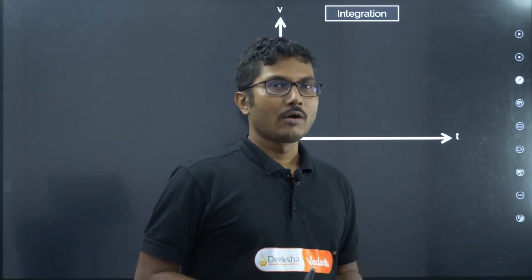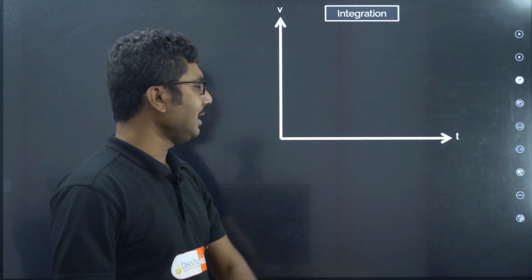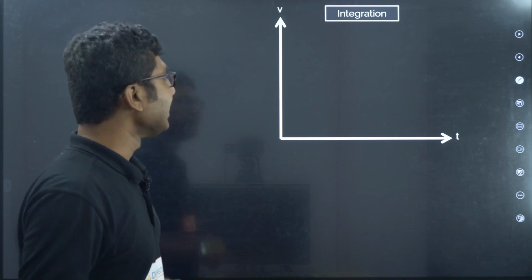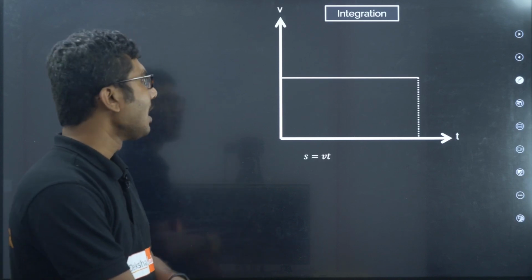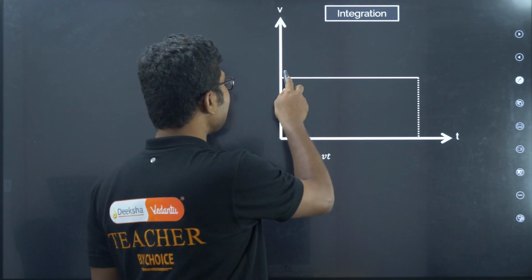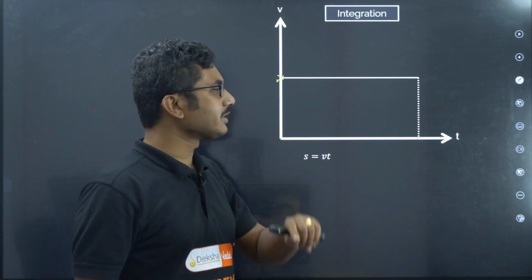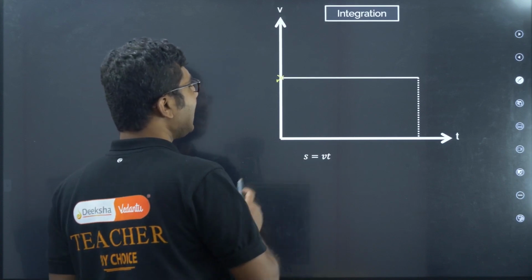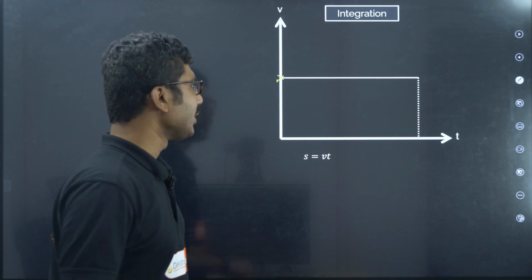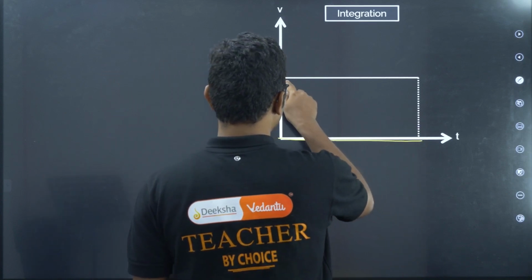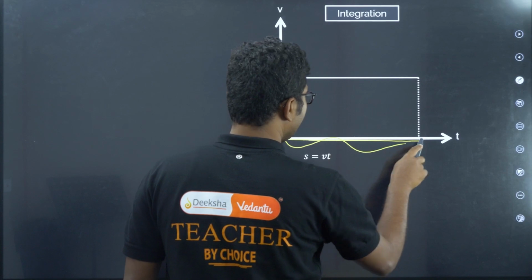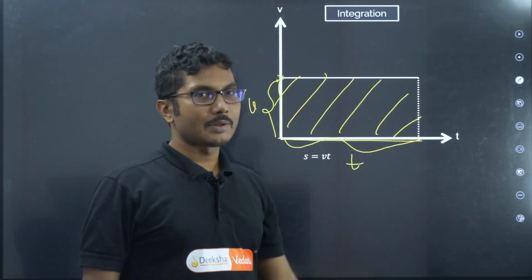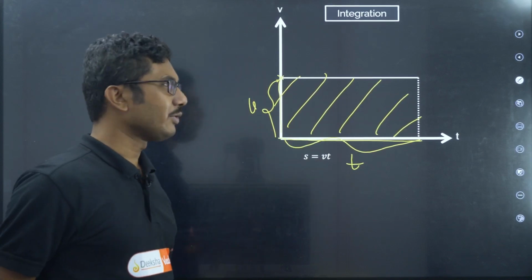What is integration? Let's take a similar example to where we were discussing the ST graph. Now we are discussing the VT graph. In the VT graph, suppose the velocity is constant, moving in a straight line. You are asked to find the displacement. Displacement is basically S equals Vt, right? So you take this V and this T, and this is the area, that is the displacement. Area under the Vt graph represents displacement. This is the simple way to calculate the displacement.